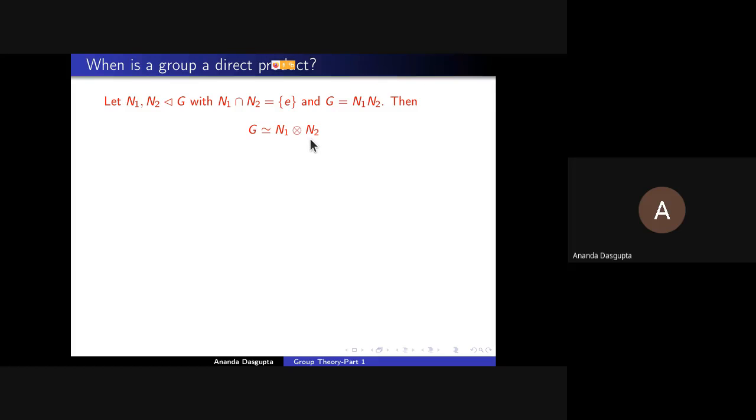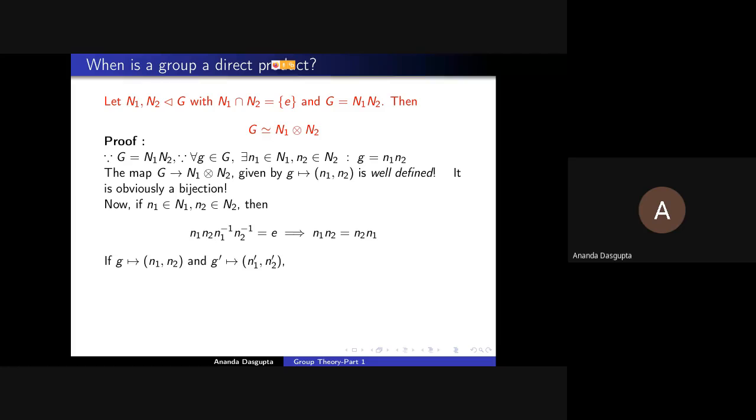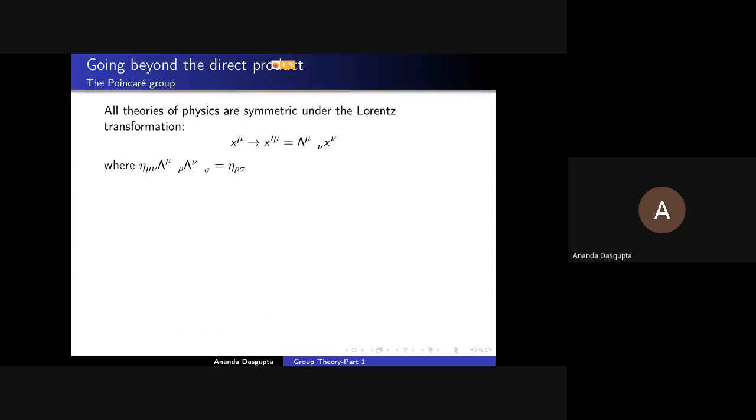So when is a group a direct product of its normal subgroups? If you can find two normal subgroups with this property, then the group G is a direct product of its normal subgroups. The proof is here, but I'm skipping the proof just for want of time. I will come back to the proof later if I have time. But for the timing, let's just skip the proof and come to something else.